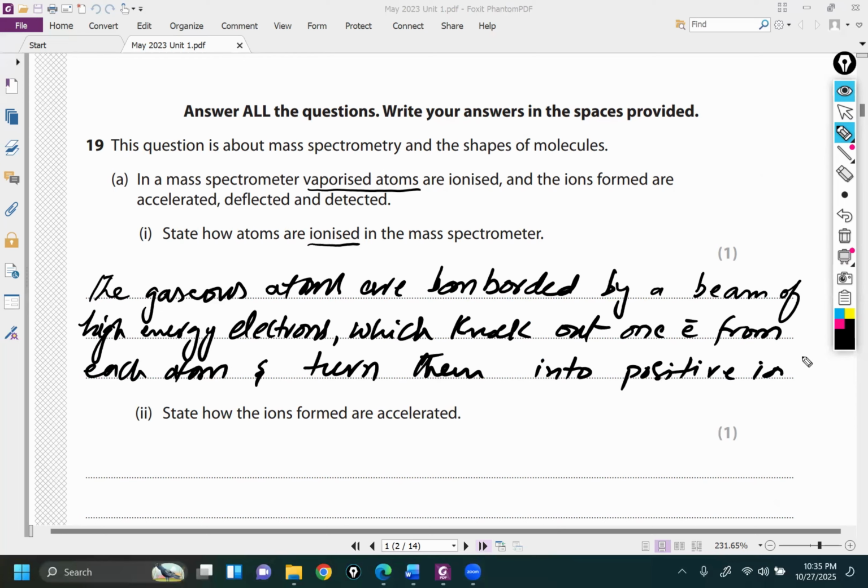I will mention here the key points according to the mark scheme of the Edexcel specification. So here, a beam of high energy electrons. This is one of the key points. And the second point is knock out one electron from each atom.